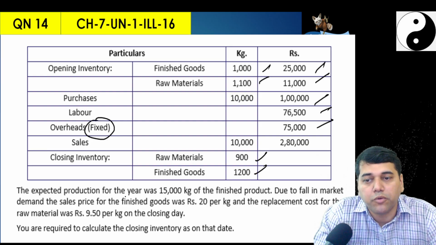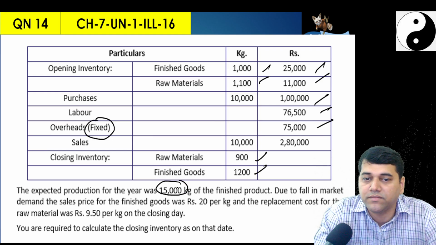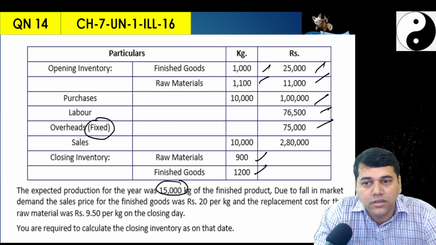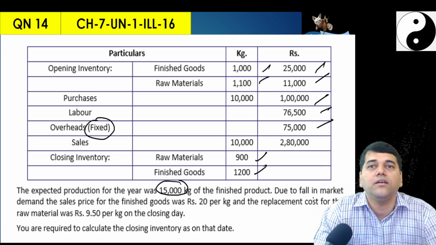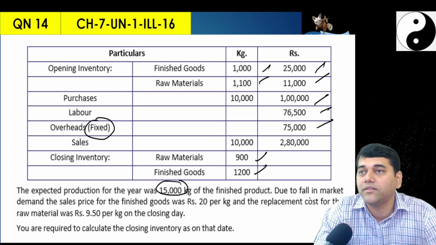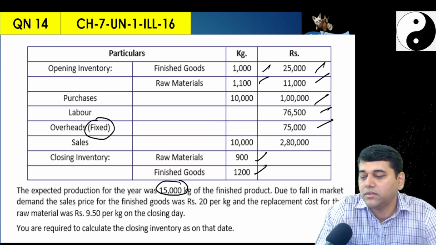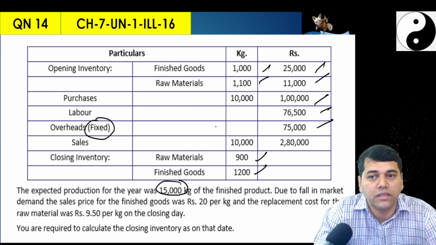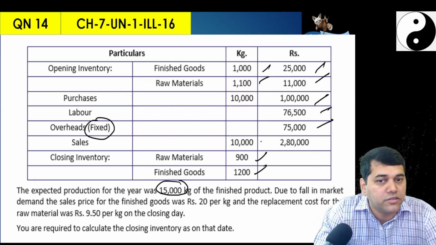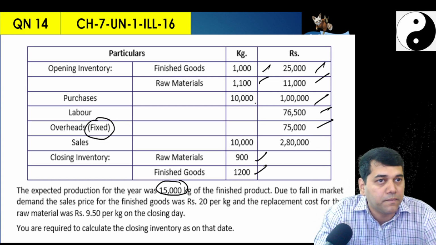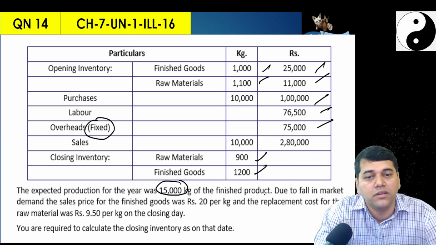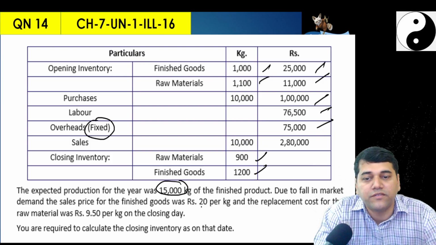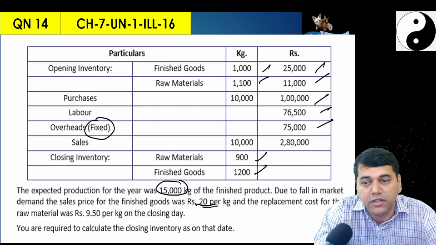Now the expected production for the year is 15,000 kg of the finished goods. And what is your actual production? We have to calculate, no? This is what is purchased. So we have to calculate, the sales is there. This is the purchase of the raw material. Then we will come to know, are we efficient or are we inefficient? Due to the fall in the market, the selling price of the finished goods is 20 rupees per kg and the replacement cost is 9.5 per kg.